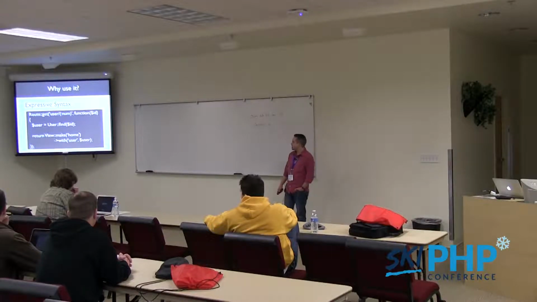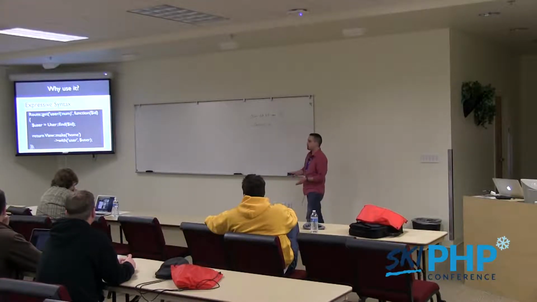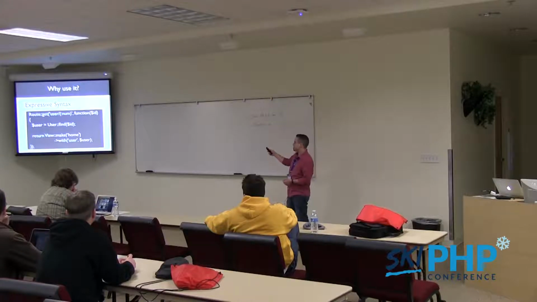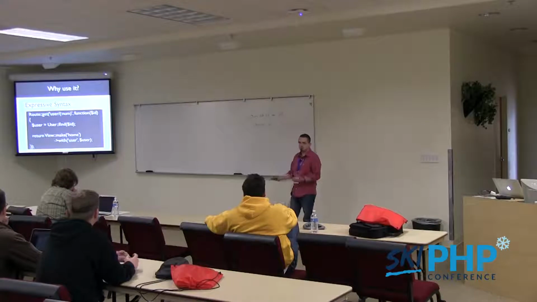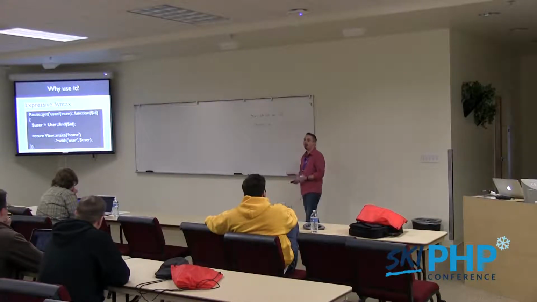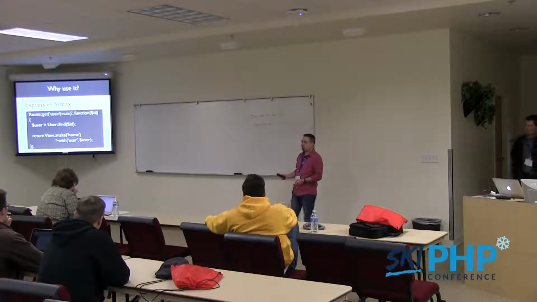All right, it has an expressive syntax, and if you were in my API talk, you know that that's a pretty big deal to me. What that means is that you're using words to construct statements that make sense in code. It's kind of hard to explain, but you can see it right here. View make home, so we're making the home view with user. So we're going to make it with the user variable in the view. It should be pretty self-explanatory. The whole idea behind it is most of your method calls are only going to take 1 or 2 parameters.